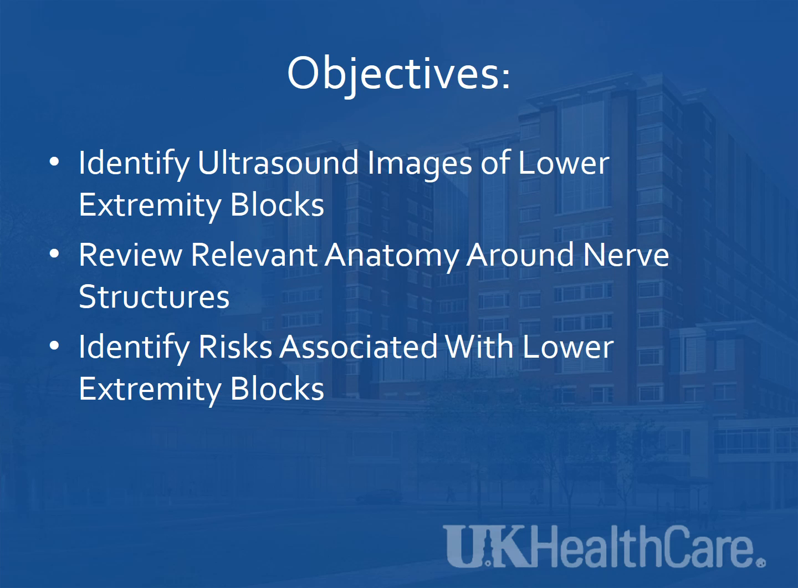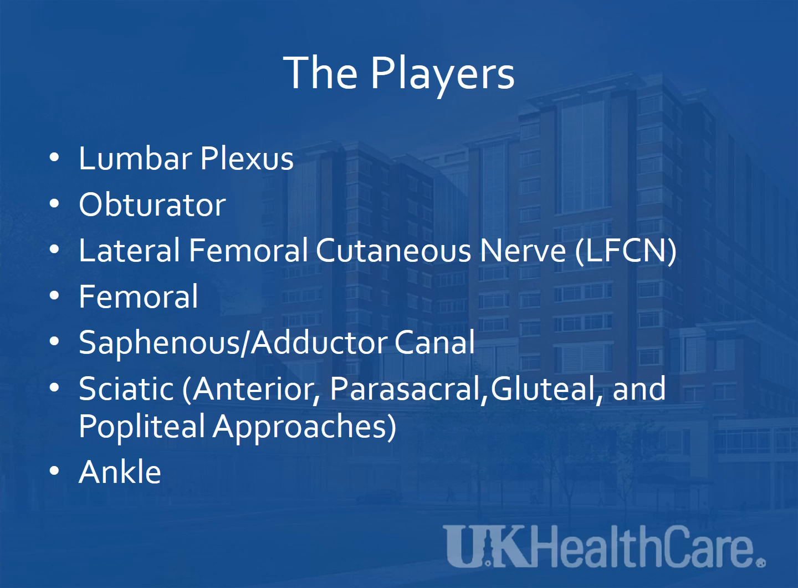Today we're going to be talking about ultrasound images of lower extremity blocks, the anatomy around those structures, and some of the risks that are associated with each customized block. So we'll be looking at the lumbar plexus, obturator, lateral femoral cutaneous nerve, adductor canal saphenous, the sciatic, including all the different approaches, ankle, and also in this we'll be looking at the iPACK block. I'll get that towards the end, so that'll be something fun and new.